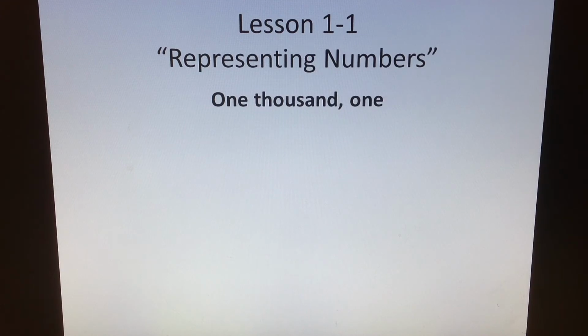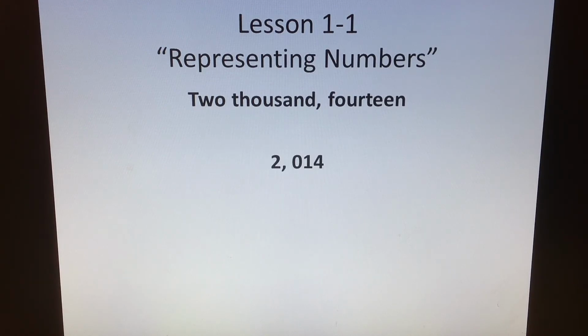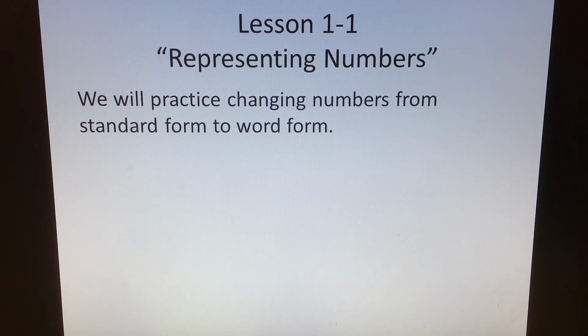Here's another one. Write it in standard form. It should look like this. Try this one in standard form. There it is.